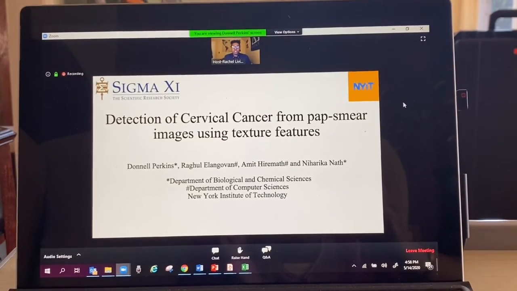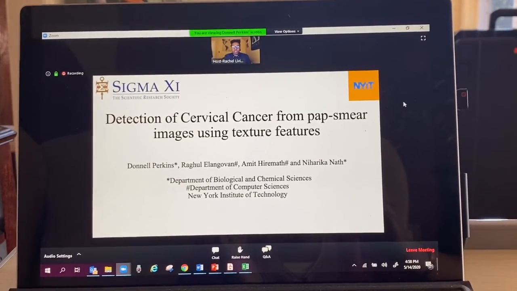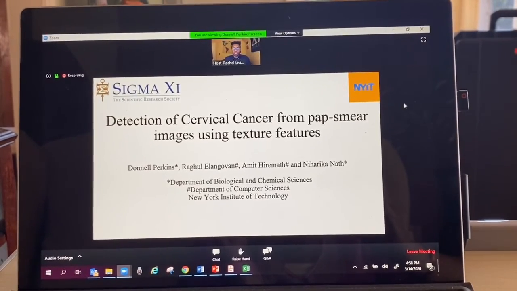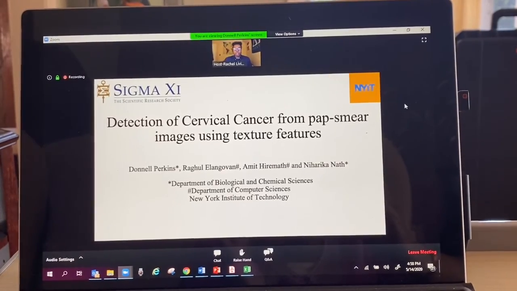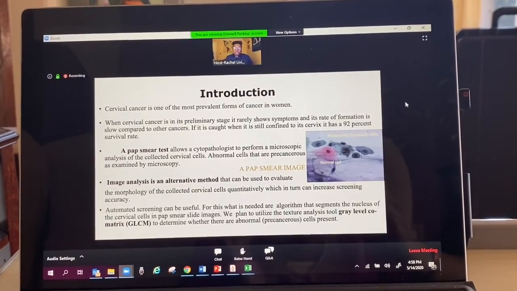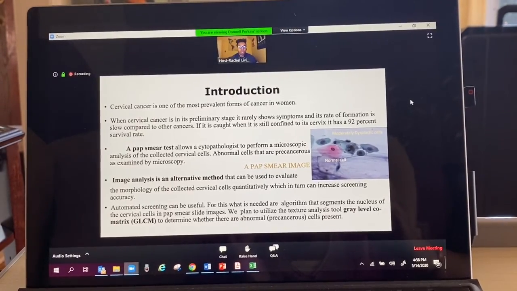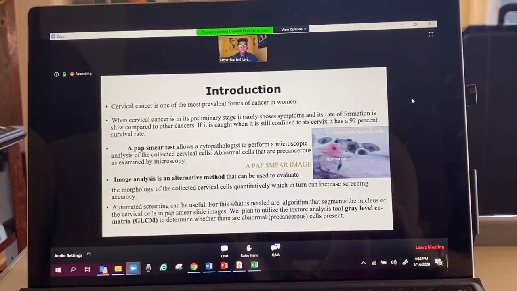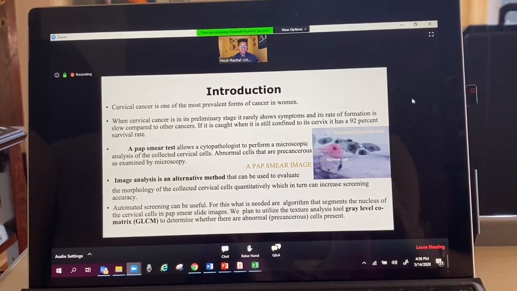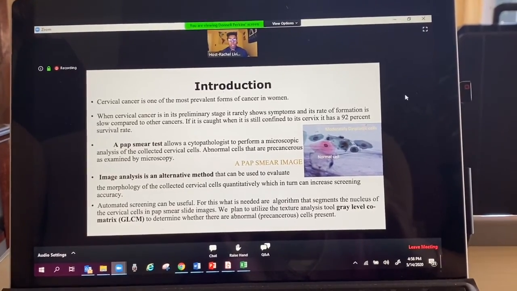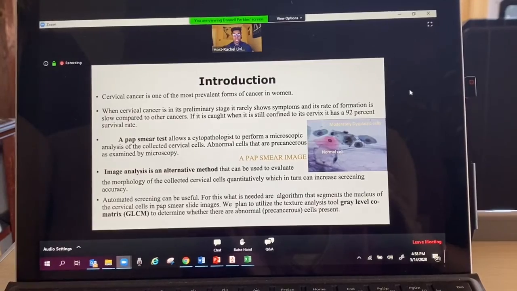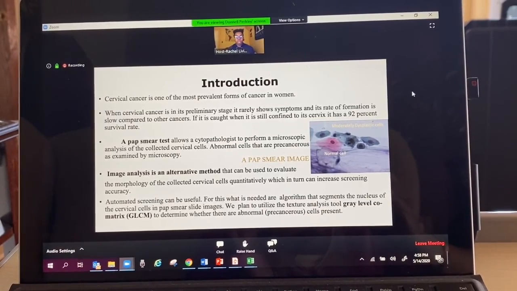We focused on the detection of cervical cancer cells from pap smear images using their texture features. Cervical cancer is one of the most prevalent forms of cancer within women. An estimated 14,000 women are diagnosed with cervical cancer each year, but in its early stages, it could be highly treatable.